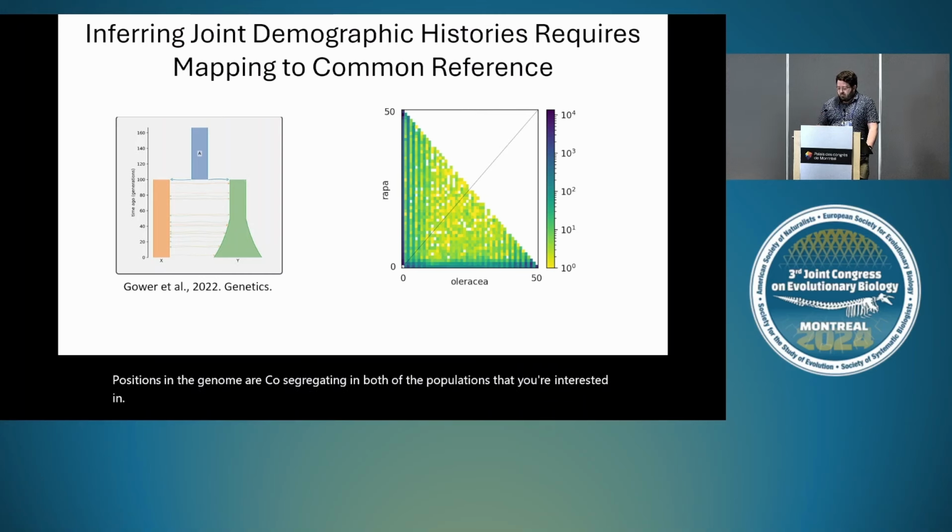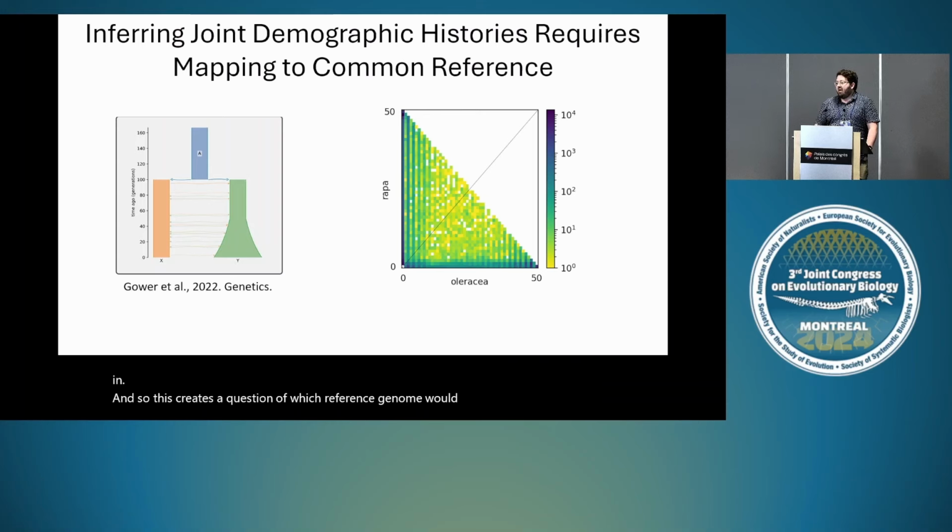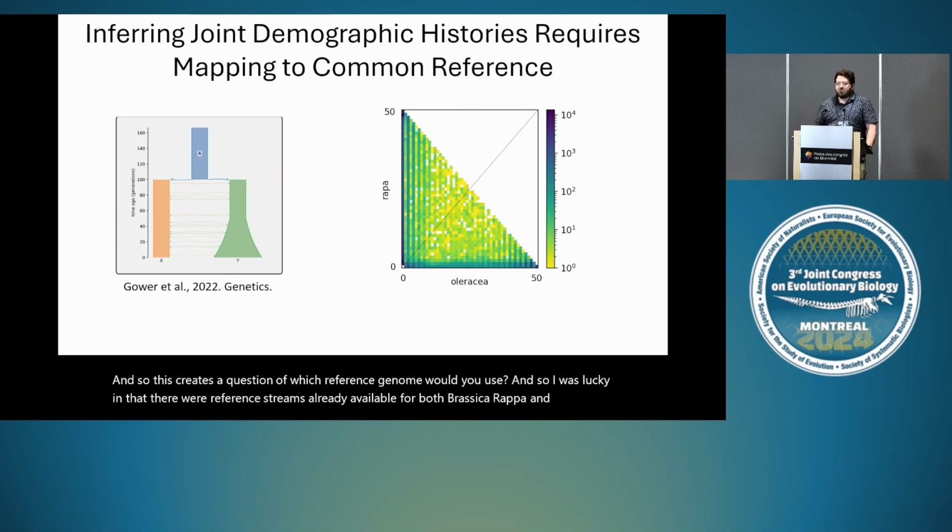And so this creates a question of which reference genome would you use? I was lucky in that there were reference genomes already available for both Brassica rapa and oleracea, and so I decided that I would just map these reads to both of the reference genomes and decide which reference genome would be best to use.